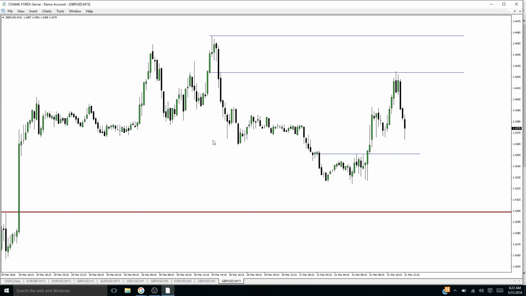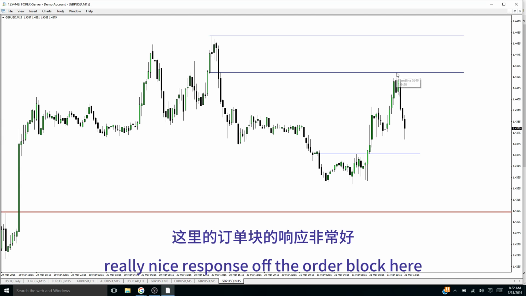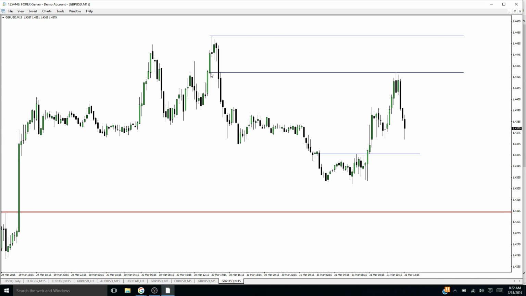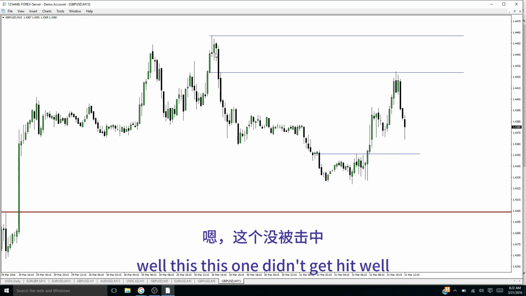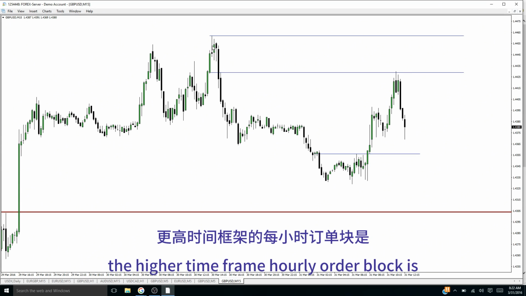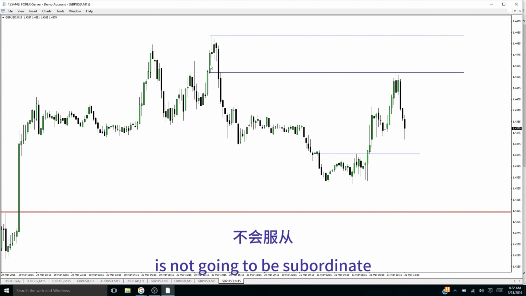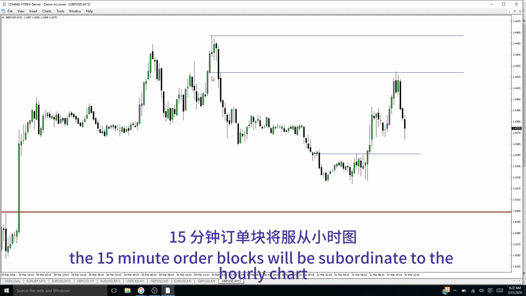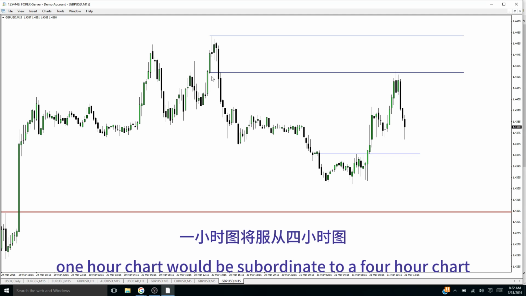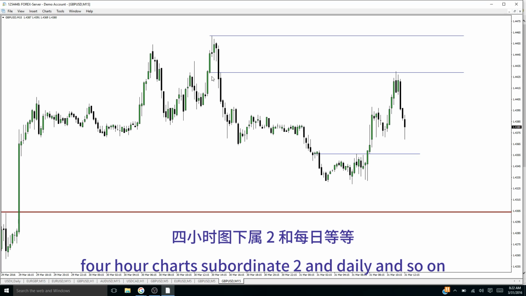Okay, really nice response off the order block here. And you're probably looking at this one saying, okay, well, this one didn't get hit. Well, the higher time frame hourly order block is not going to be subordinate. The 15-minute order blocks will be subordinate to the hourly chart, and vice versa. A 1 hour chart would be subordinate to a 4 hour chart, 4 hour chart subordinate to a daily, and so on.